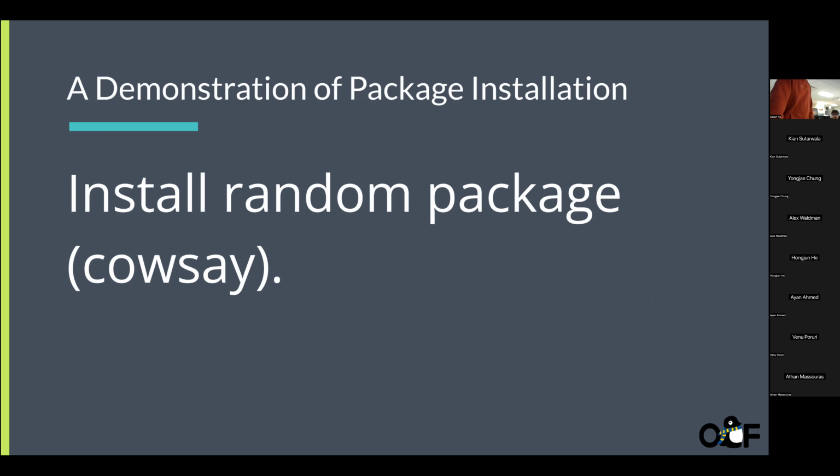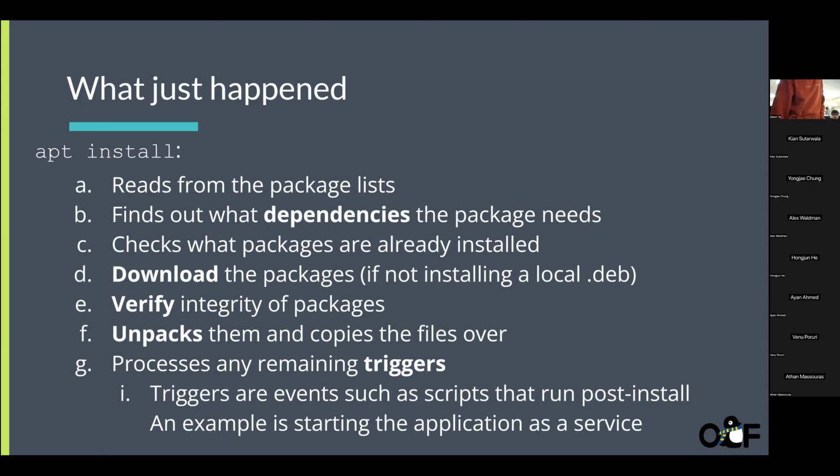So in this case, a random package that we're going to talk about is cowsay, because it just prints out an ASCII version of a cow saying something. So apt install will read from the list of all the packages that we have, and it'll find out what dependencies the package needs. It checks to see if the system has all of them, or what it's missing and what it's not missing.